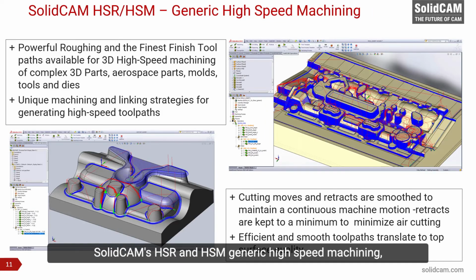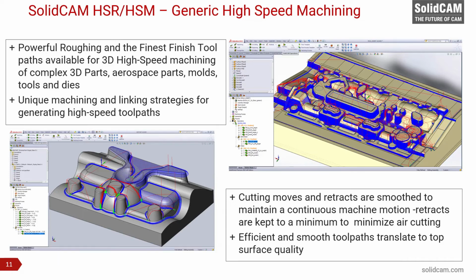SolidCAM's HSR and HSM generic high-speed machining provide powerful roughing and the finest finishing toolpaths for 3D high-speed machining of complex 3D parts, molds, and dies. It has very unique machining and linking strategies for generating high-speed toolpaths. There are absolutely no sharp corners. Everything is smoothened out. So they are suitable for the new generation high-speed machines that are there today. The cutting moves and retracts are smoothened to keep continuous motion. Retracts are kept to a minimum to minimize air cutting. And all this translates into efficient, smooth toolpaths that ultimately result in exceptional surface quality.